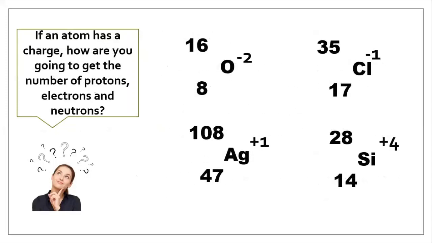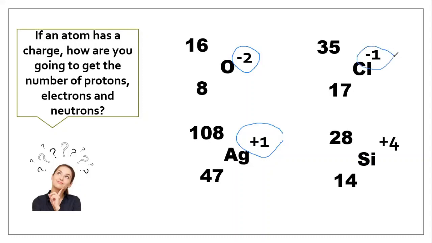Okay, so ito naman. What if an atom has a charge? Ito po yun. Kasi kanina, what I have introduced to you, these are elements, katulad ng sodium, oxygen, nitrogen. These are all neutral. So, ibig sabihin, neutral lang siya. But what if you're going to look at my presentation, what if an atom has charge? The question is, how are you going to get the number of protons, electrons, and neutrons?